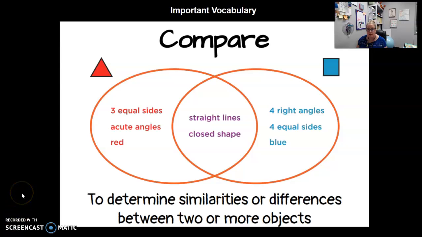Let's look at our important vocabulary for today. The first word we have is compare. Now, when we compare things, we are determining things that are similar or different between two or more objects. So whenever we're talking about comparing with numbers, we're seeing what numbers are the same and how they are different.